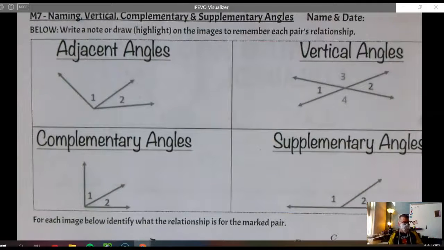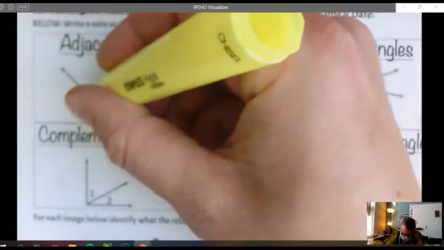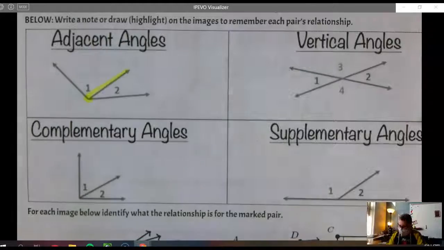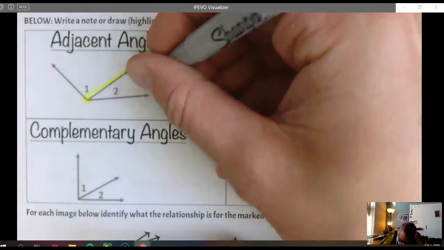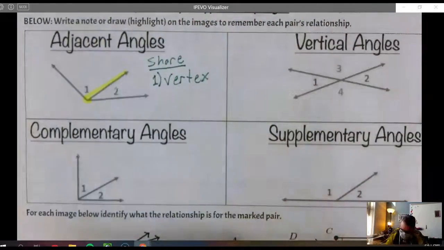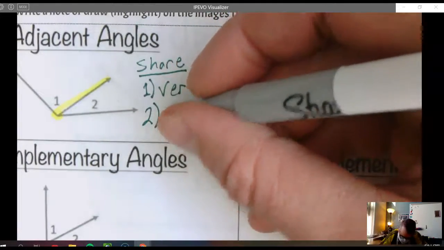And then we're going to write a quick little definition of what makes the difference. And actually with adjacent, we can pretty much just highlight what makes adjacent angles adjacent. Adjacent angles need to share two things. Adjacent angles share the same vertex, and they share one of their rays.